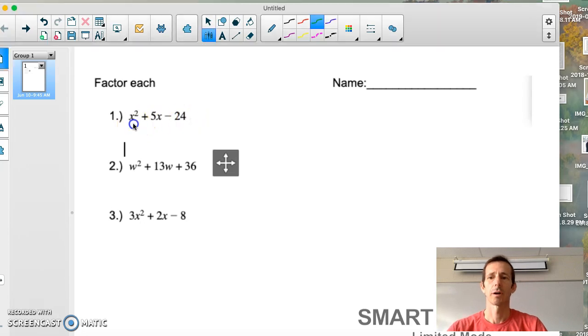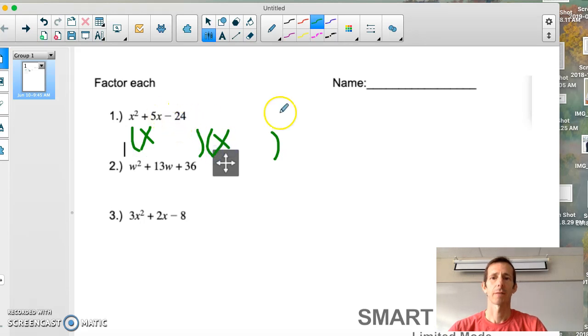So we are going to have these parentheses, I'll call them parenthesis pairs, and in the parenthesis pairs we're going to put our answer. We know right off the bat, before we play around with this last term, that to get x squared we have to multiply an x times an x.